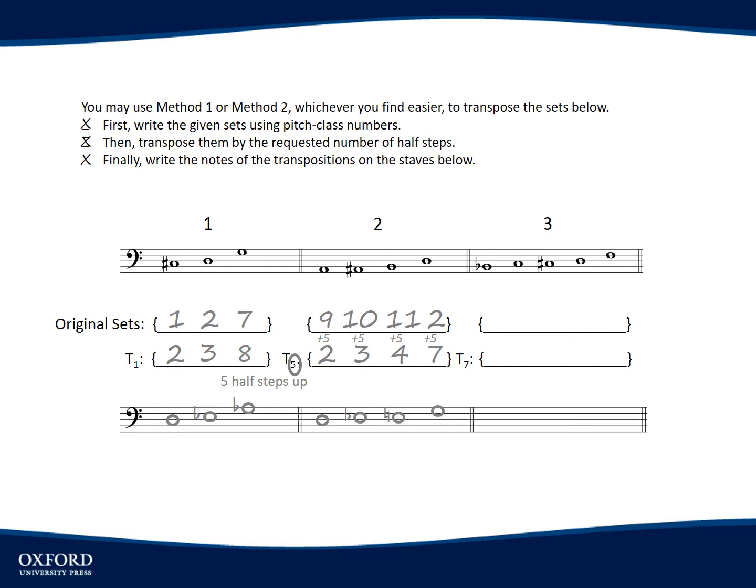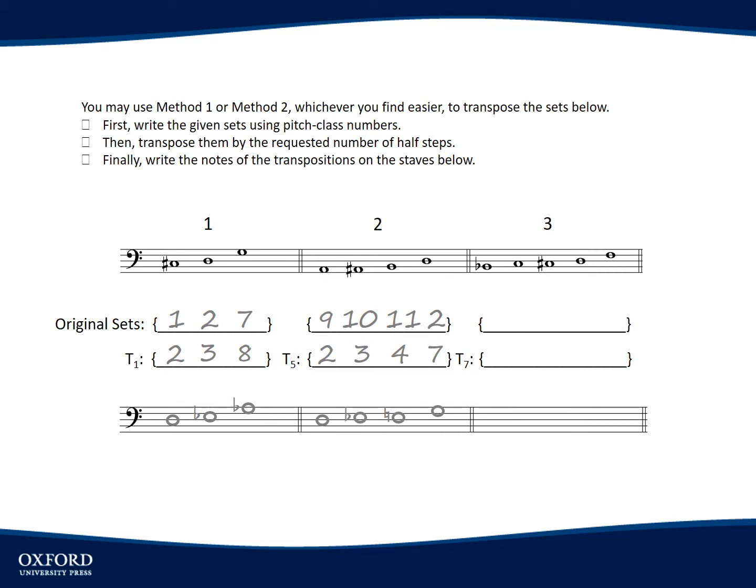Let's use Method 2 again to double check this answer. Our original starting pitch was A, and we need to go up 5 half steps, or a perfect fourth, and our new starting pitch is D, the correct answer. The first interval in the original was a minor second, which we have below as well. Then we have another minor second, which is correct. And finally we have a minor third, which we also have below, making our answer correct.